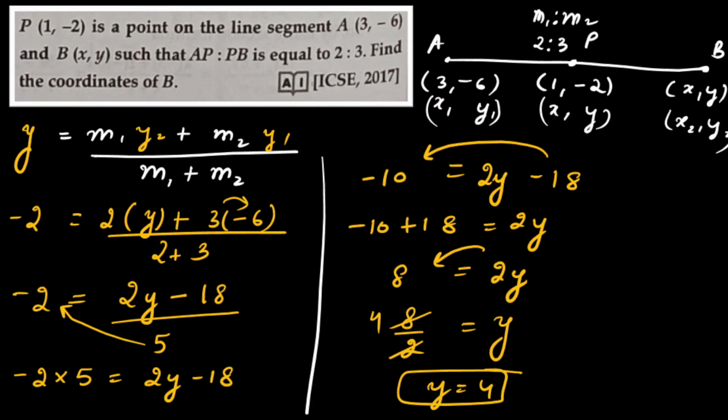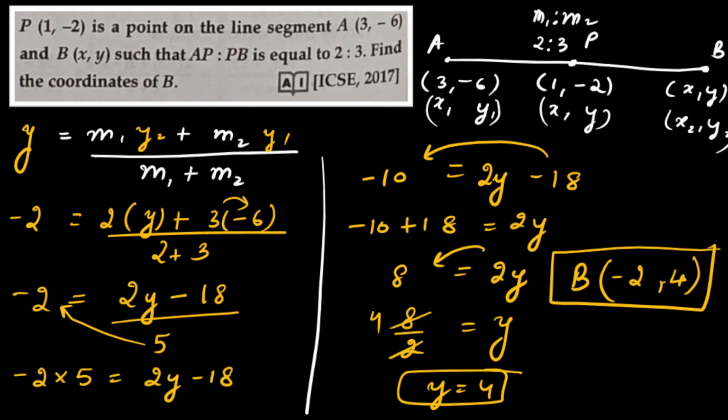Yes, so y's value we got as 4. So the coordinates of point B are minus 2 comma 4. Coordinates of point B are minus 2 comma 4. So 4 is positive.